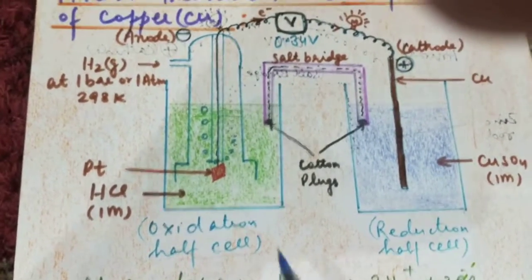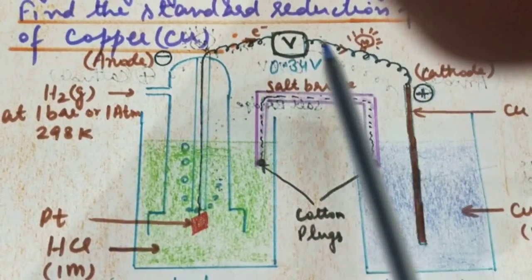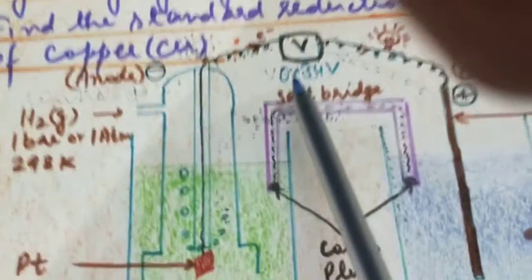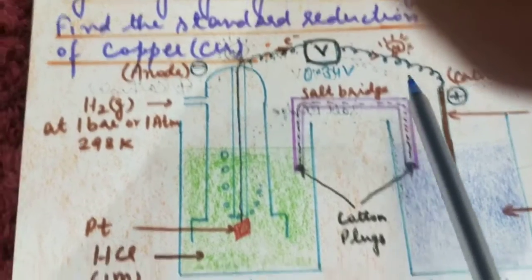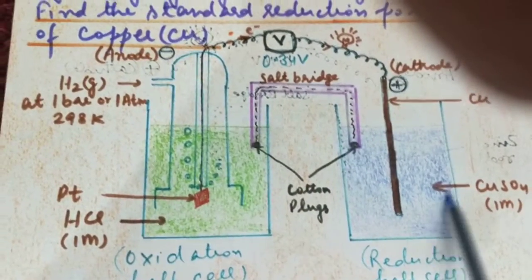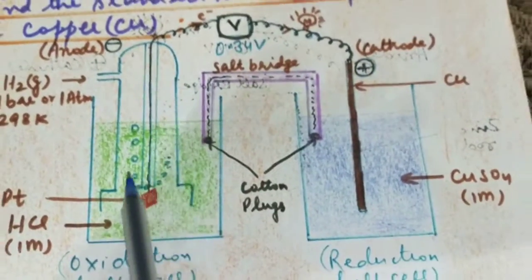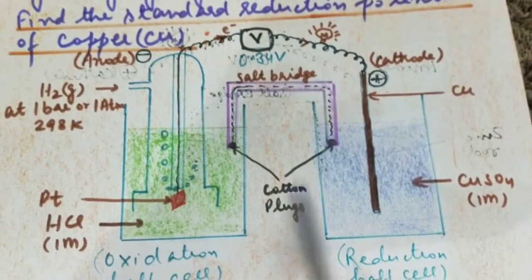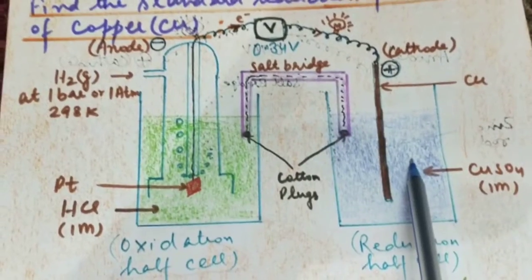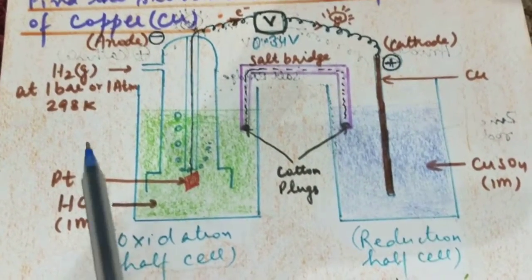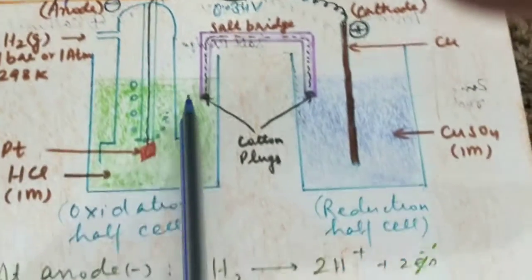Now when we connect these two electrodes, we can find a reading in the voltmeter, that is 0.34 volt. This bulb will start glowing. It means this whole setup is behaving like an electrochemical cell, in which chemical energy is converted into electric energy. This whole apparatus is set up at standard conditions, that is at 298 Kelvin and 1 bar pressure or 1 atmosphere pressure.